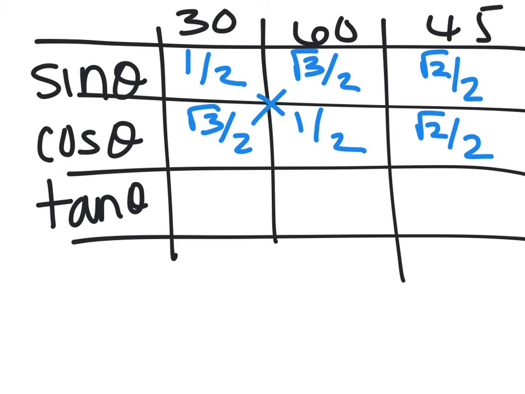And then we said the tangent of 30 has all the 3's, so that was radical 3 over 3. Then it loses the denominator for the tangent of 60, and it's just radical 3, and the tangent of 45 is 1.